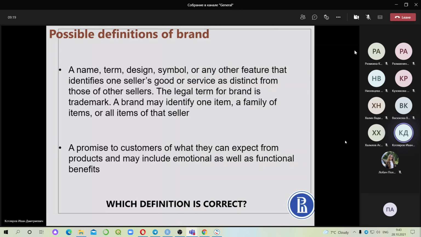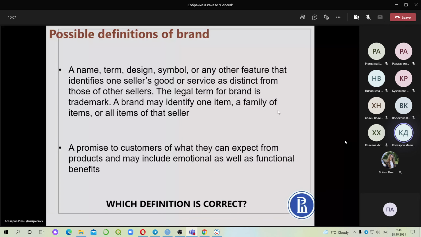And there is also a more marketing-oriented, more psychological, I would say, definition of brands, which is very close to the definition proposed by Nikolai. In this case, we have a promise to customers of what they can expect from products. And this promise can include both emotional and functional benefits. So, in case of Lamborghini, for example, what are the emotional features? How do you think? Lamborghini cars, like luxurious, beautiful, luxury, fast, prestige, beauty, stylish, etc. Absolutely correct.